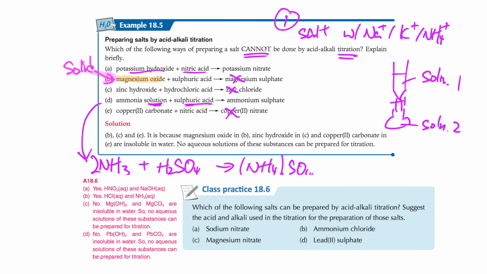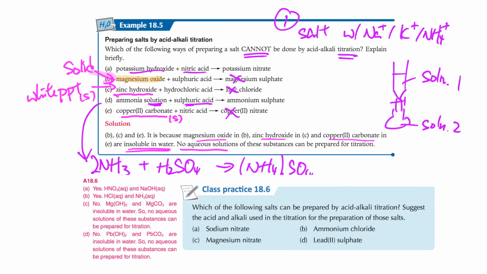Magnesium oxide, they are not solution. Zinc hydroxide, you learned it before, it is a white precipitate. That means it is also solid. Last one, copper(II) carbonate. If you still remember, most of the carbonates are insoluble. So therefore, three of them are solid. They cannot be put into the burette for the titration. So this is wrong. For these three, magnesium oxide, zinc hydroxide, copper(II) carbonate are insoluble in water, so no aqueous solutions can be prepared for titration.